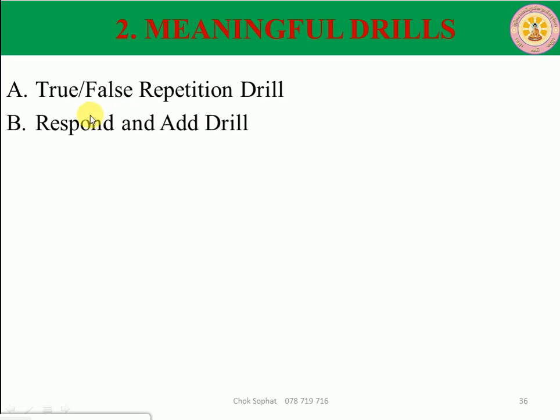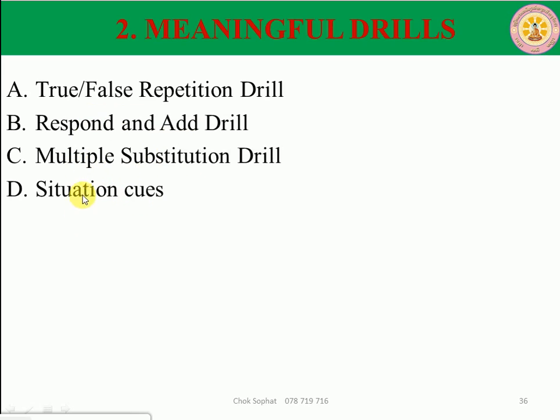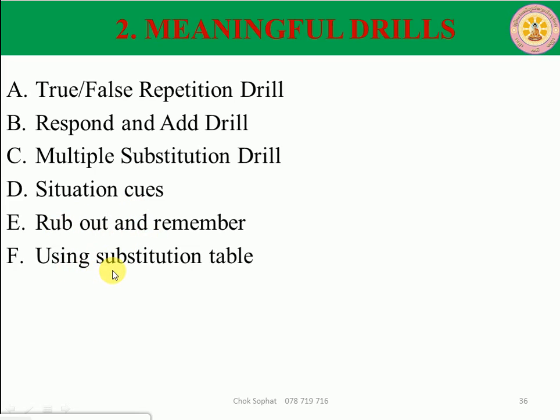Okay, number one more. Meaningful drill. We can use true for repetition drill. We can use respond and add drill. Okay, multiple substitution drill. Okay, situation cue. Okay, wrap out and remember using substitution table, predicting dialogue.